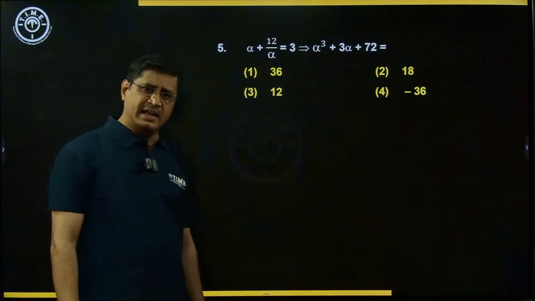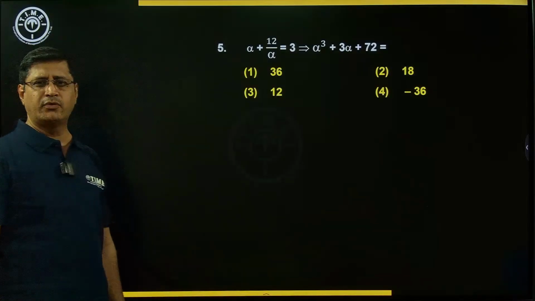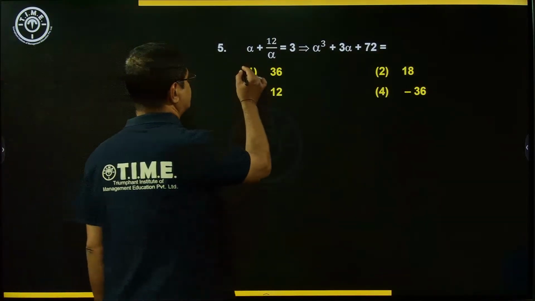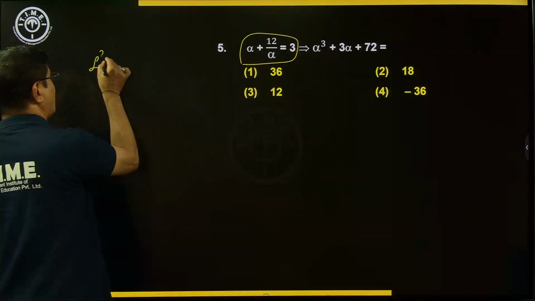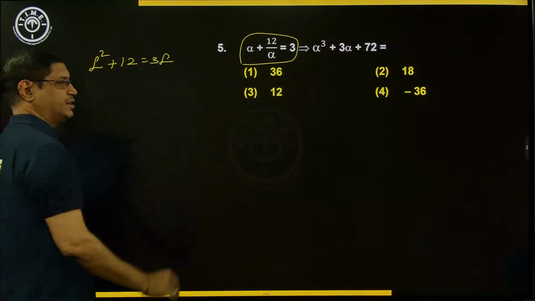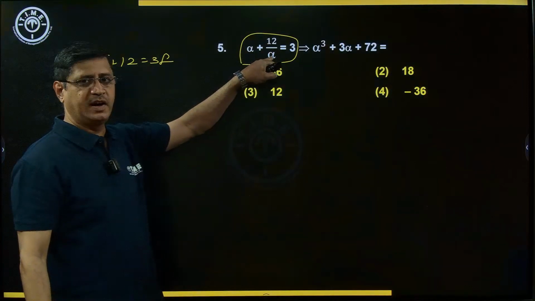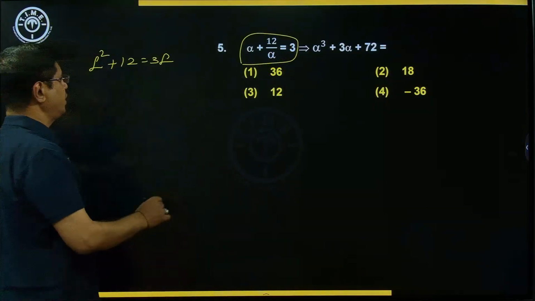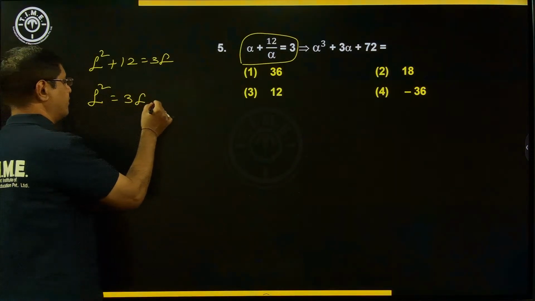Alpha plus 12 by alpha is equal to 3. Find out the value of alpha cube plus 3 alpha plus 72. Dear students, here LCM is alpha, just multiply here. Alpha square plus 12 is equal to 3 alpha. Am I right? Alpha into alpha plus 12 by alpha is equal to 3, by cross multiplication, it will give 3 alpha. So what is the value of alpha square? Alpha square is equal to 3 alpha minus 12.